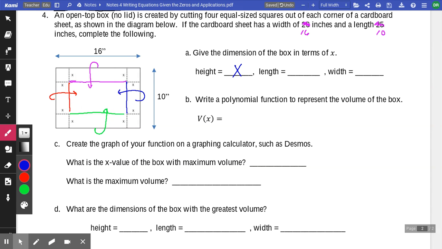Because when we fold these flaps, that's how tall each flap is going to be. And we don't know how much x is. Maybe it's 2 inches, maybe it's 6 inches. We actually get to choose that. We have some choice there. Okay, so the height is x.